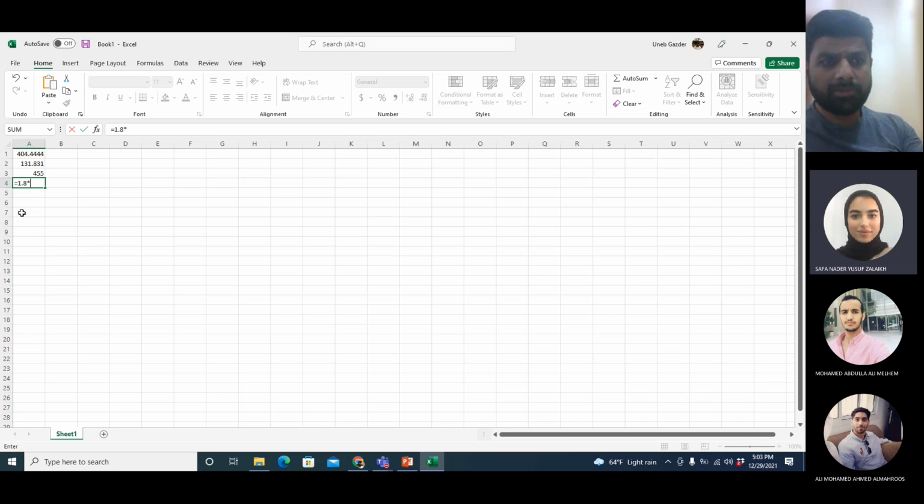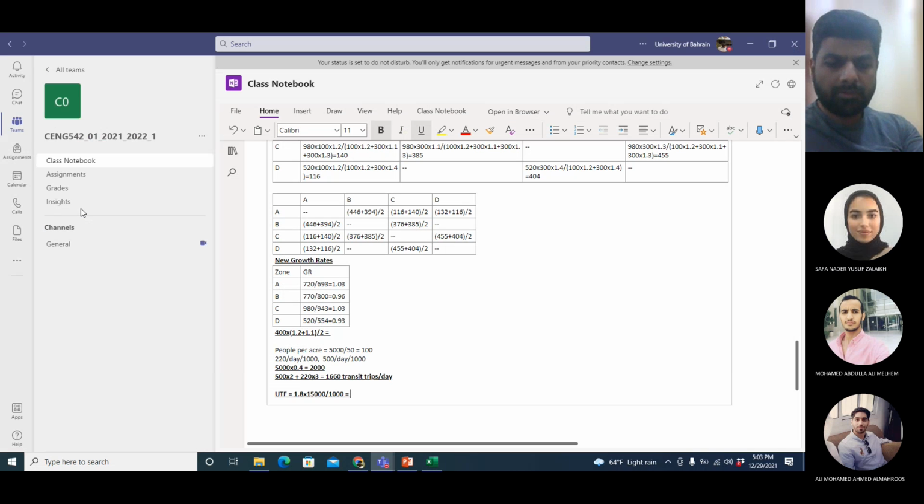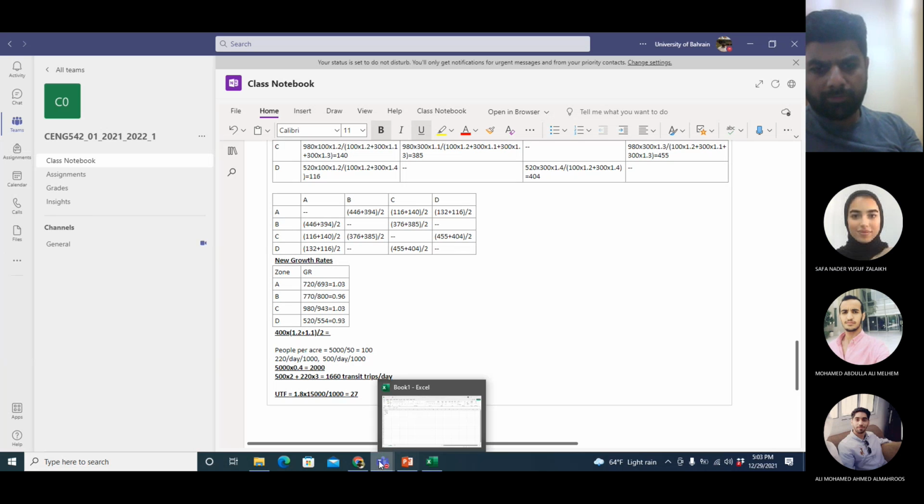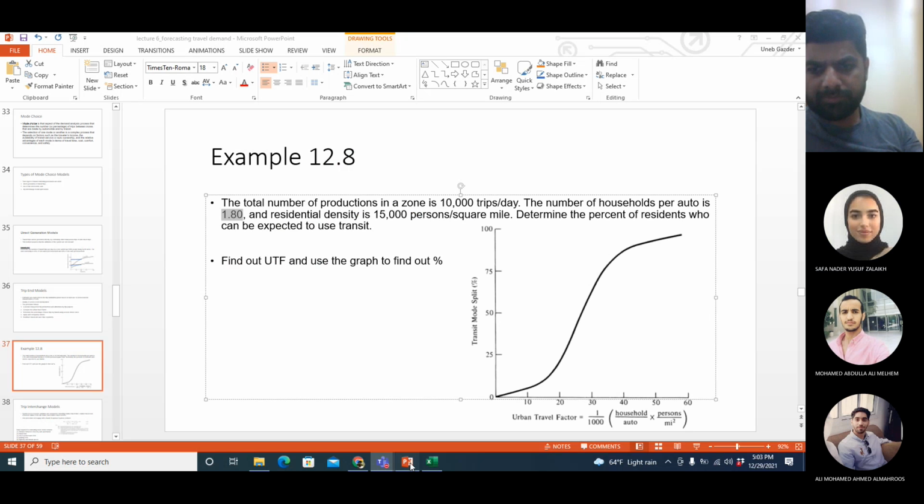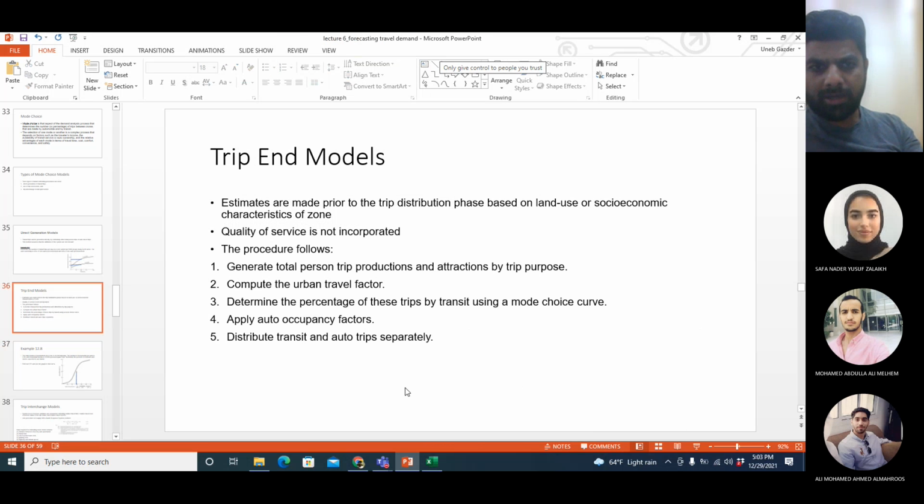27. Okay, so if you come to this graph, 27 is somewhere here. Now this is the mode choice graph, basically. The mode choice curve, which they said, using a mode choice curve. This is a mode choice curve.